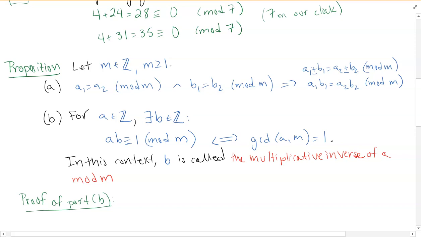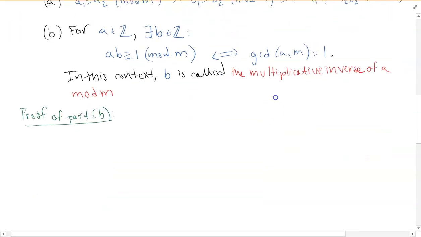All right, for part B, I like this one a lot, and this gets at that idea of the GCD from an earlier video. If we have the product congruent to 1 for this modulus, then that's the same as saying that the GCD of A and this modulus, or equivalently B and this modulus, is 1. And then B would be called the multiplicative inverse of A, or equivalently, if we switch it around, A would be the multiplicative inverse of B.